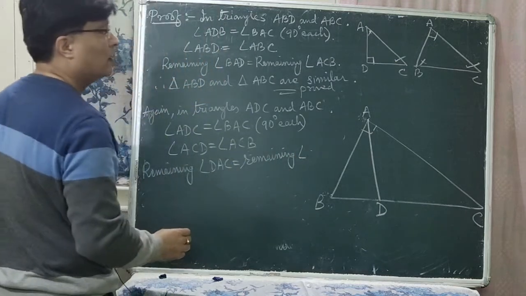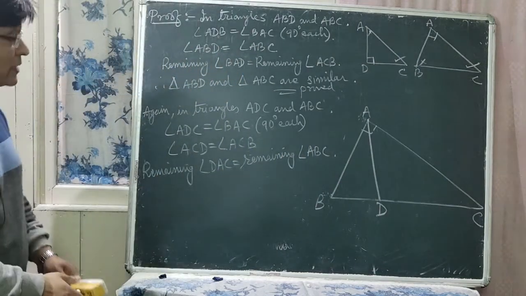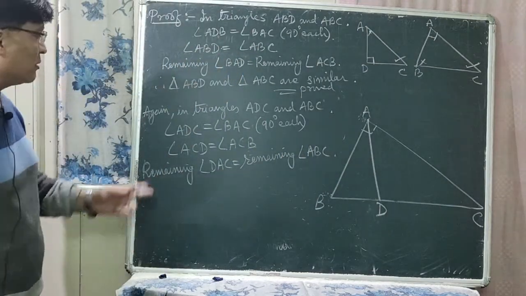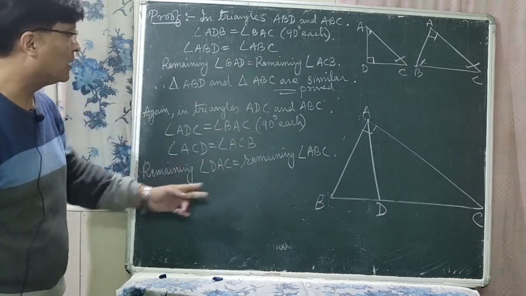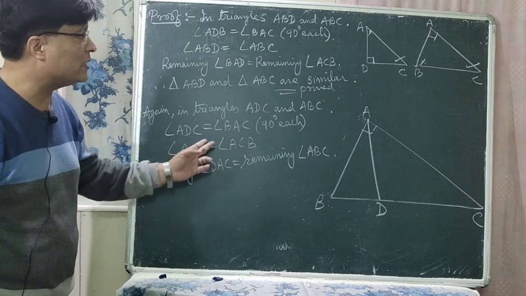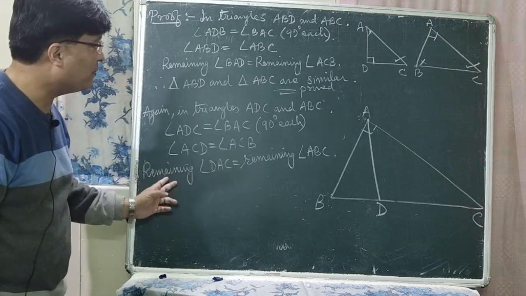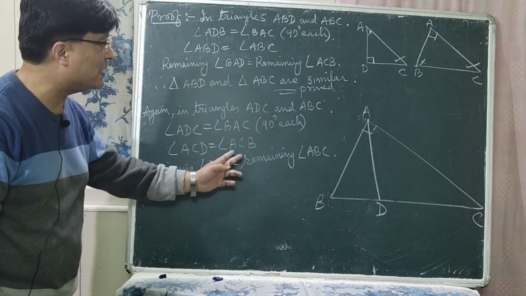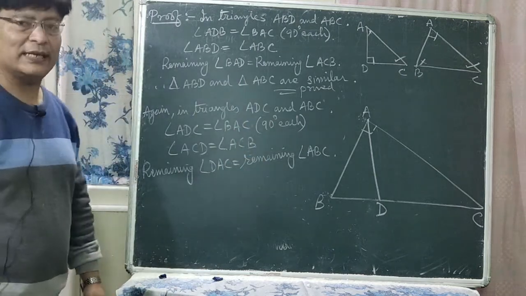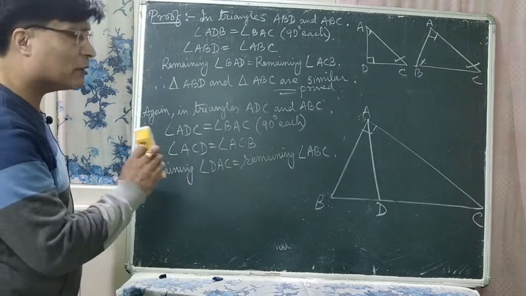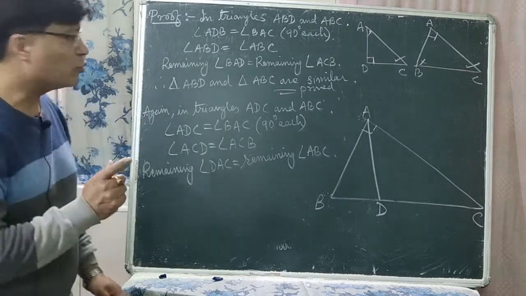Which is the remaining angle here? ABC. That is, in this case, from the figure we can write down that angle ADC is equal to angle BAC, 90 degree each. And these are the same angle here. Angle ACD is equal to angle ACB. Same angles are obviously equal, right? And then the remaining angle DAC is equal to remaining angle ABC from the original triangle. So here also the corresponding angles of these two triangles are equal. That means the two triangles are similar.